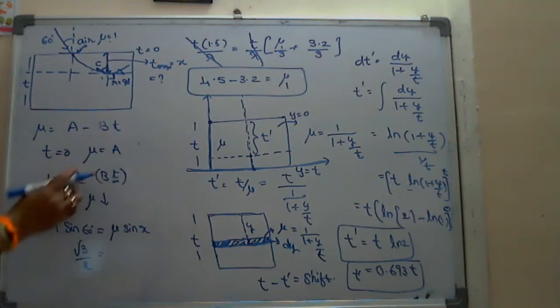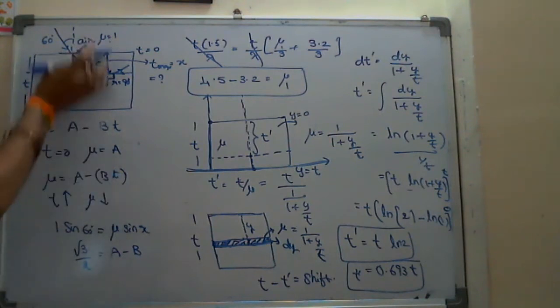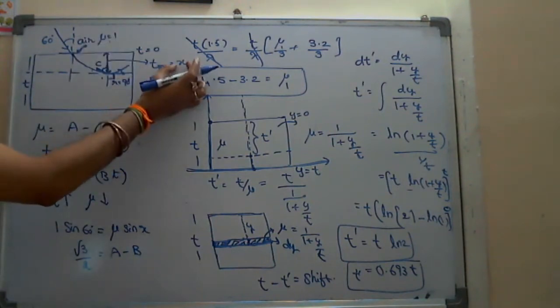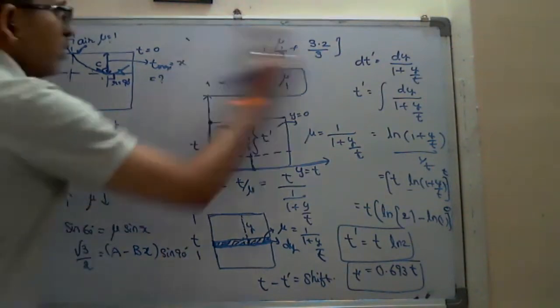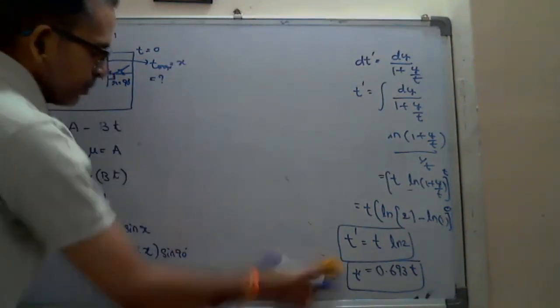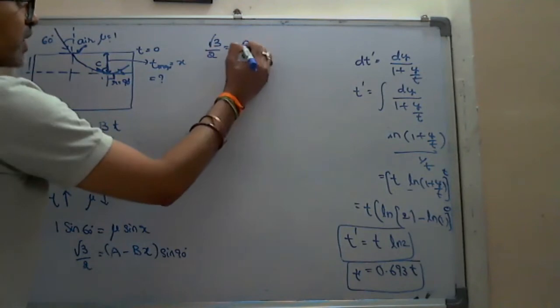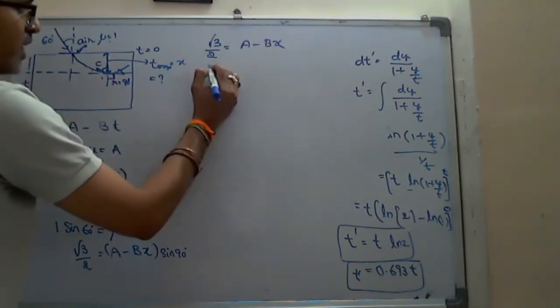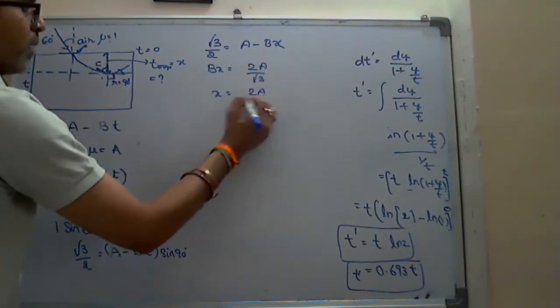Here mu is a minus bt is the formula, and that t I am considering as x, which is what he is asking. So a minus bx into sin r, which is sin 90. Therefore you are getting the answer very simply, in a short way. Straight away you can say √3/2 is equal to a minus bx. So here directly you can say what is x? Bx is equal to 2a/√3 and x is equal to 2a/√3b.